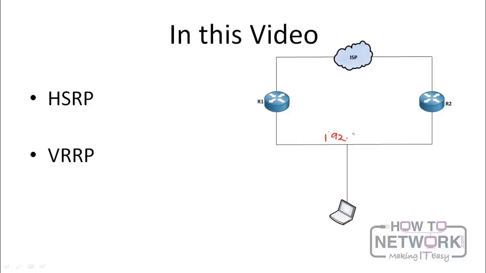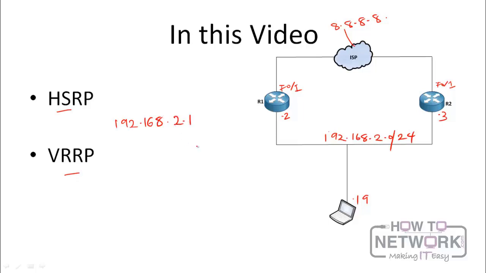The network here is the 192.168.2.0/24 network. Our test host, which is a laptop, is .19. Router 1 is .2, and router 2 is .3. On the outside, we have FastEthernet 0/1 of router 1 and FastEthernet 0/1 of router 2, and they're connected to our ISP, which is just a cloud of routers, and our test IP address would be 8.8.8.8. What we want to do is configure HSRP and VRRP using the group address 192.168.2.1, and that's going to be the default gateway assigned to the clients. So let's get started.